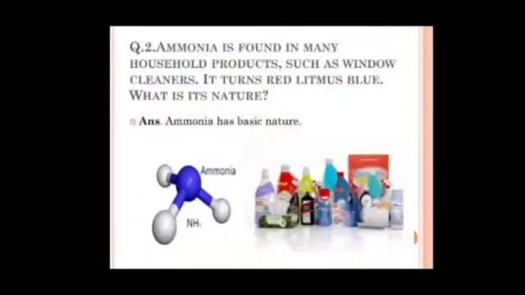Question number 2: ammonia is found in many household products such as window cleaners. It turns red litmus blue. What is its nature? See here in the question itself that ammonia is found in many household products such as window cleaner. It means a soap solution is present in it, and it turns red litmus paper blue also.